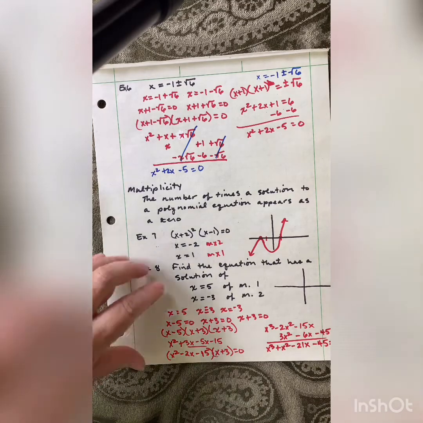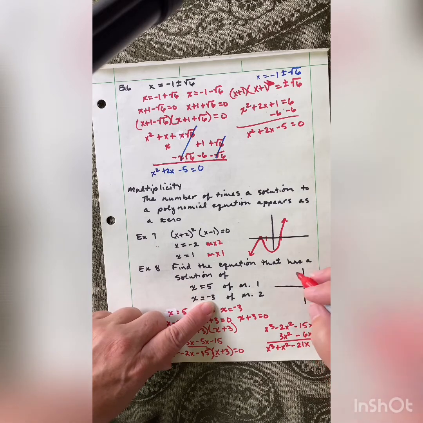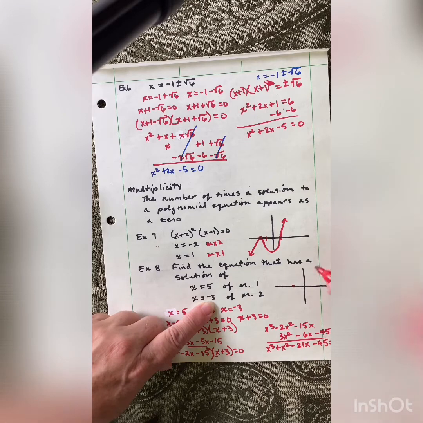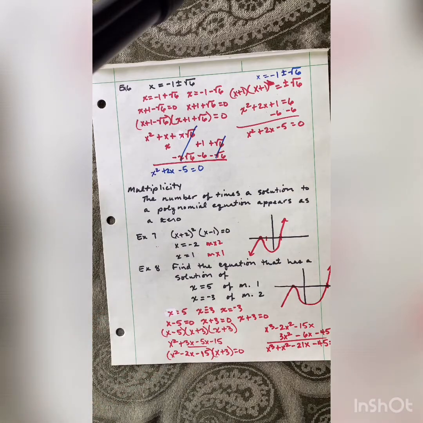Okay, so what is going on here is x equals 5. Let's just say that's 5 right there. And x equals negative 3. So let's say that's like right there. What's happening here is it comes up this way. It's going to bounce off and then go over here. We don't know where this is yet. We'll figure that out in Math 111.